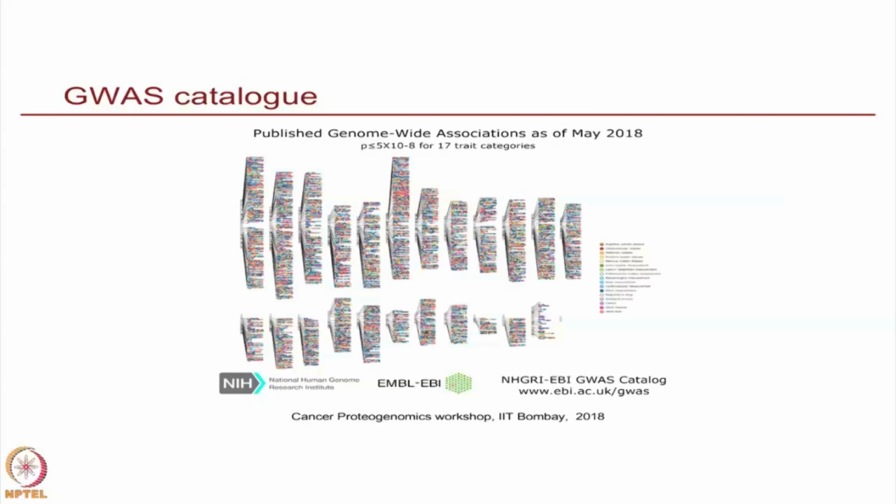And the GWAS catalog is a resource that captures all the SNPs associated with different kinds of diseases or phenotypes, categorized into, I think, 17 categories, and you have all the associations in that resource. And they actually used a p-value of 5 multiplied by 10 to the minus 8 in order to determine the significance. So can anyone tell me why they pick this cutoff rather than just 0.01 or other values?